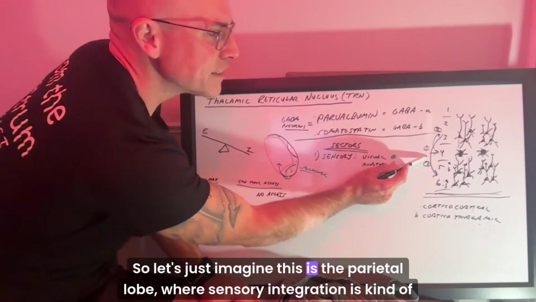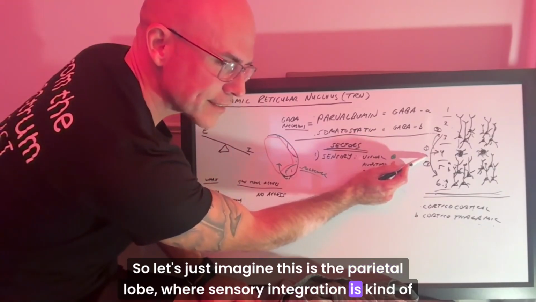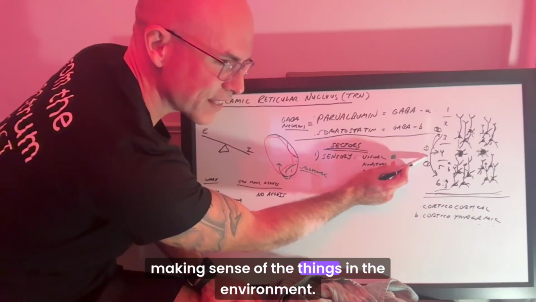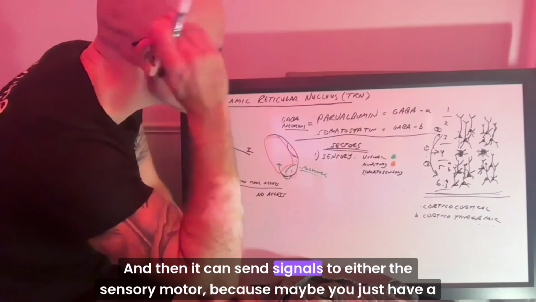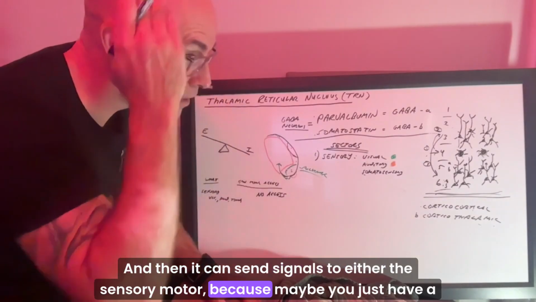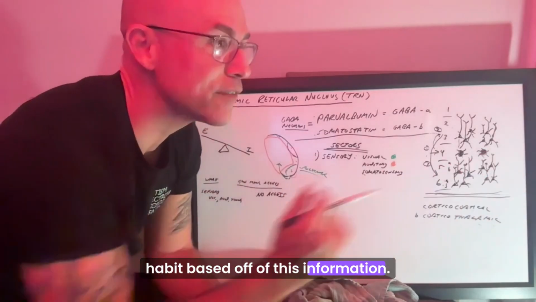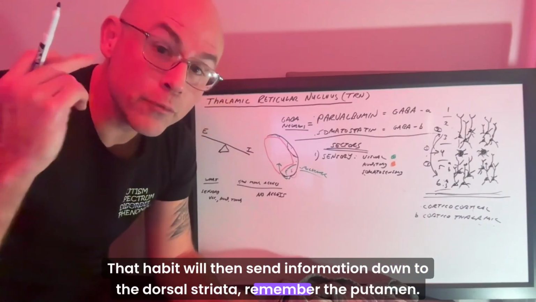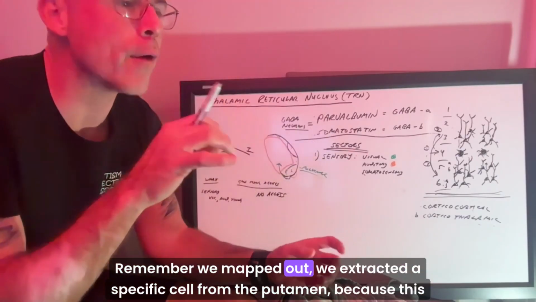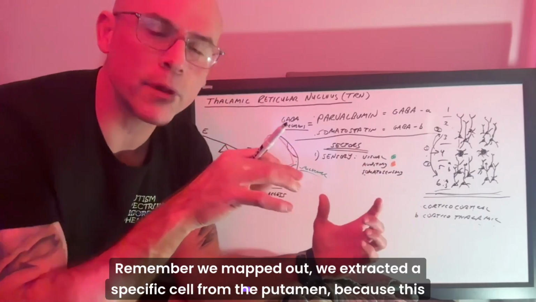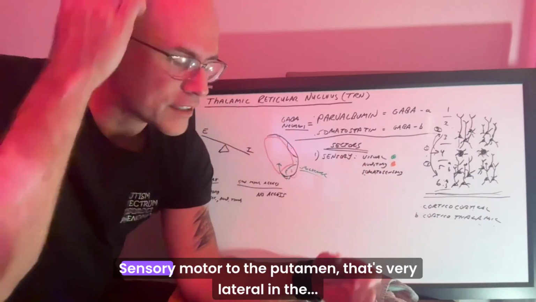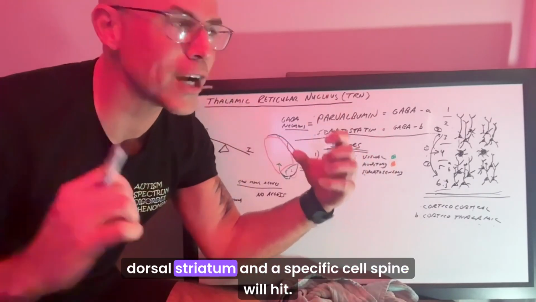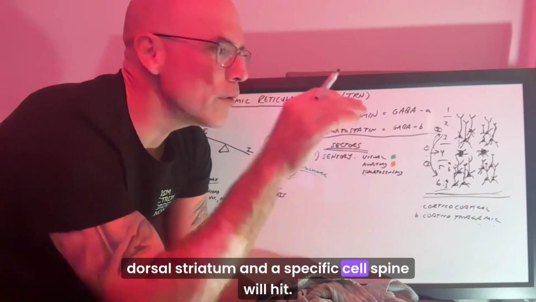So let's just imagine this is the parietal lobe, where sensory integration is kind of happening. Higher order sensory integration, making meaning, making sense of the things in the environment. And then it can send signals to the sensory motor, because maybe you just have a habit based off of this information. That habit will then send information down to the dorsal striatum, remember the putamen. Remember, we mapped out, we extracted a specific cell from the putamen, because this is where habits happen. Sensory motor to the putamen, that's very lateral in the dorsal striatum, and a specific cell spine will hit.